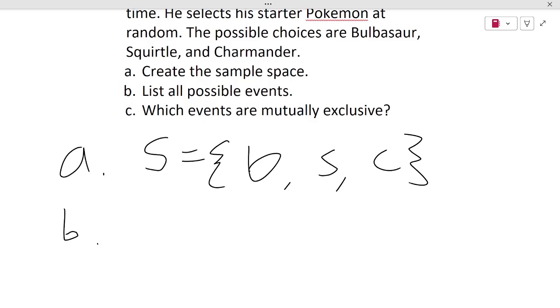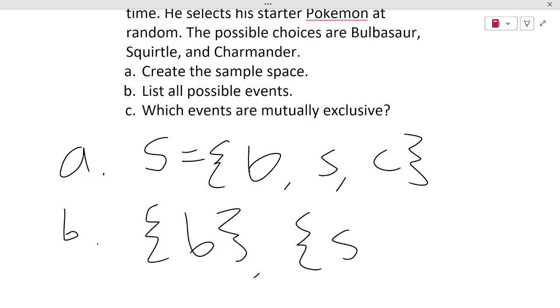Remember, all possible events are all the subsets of the sample space. So we're going to take our sample space and find all the various subsets. We'll start with the first three, which are just the individual Pokemon. And these right here are our elementary events, right? They only have one possible outcome.